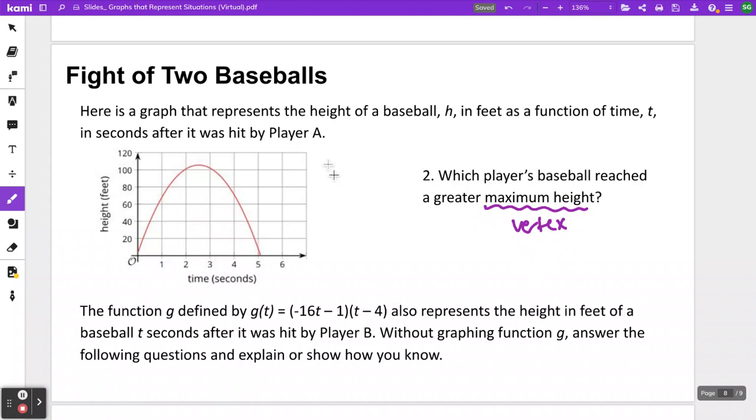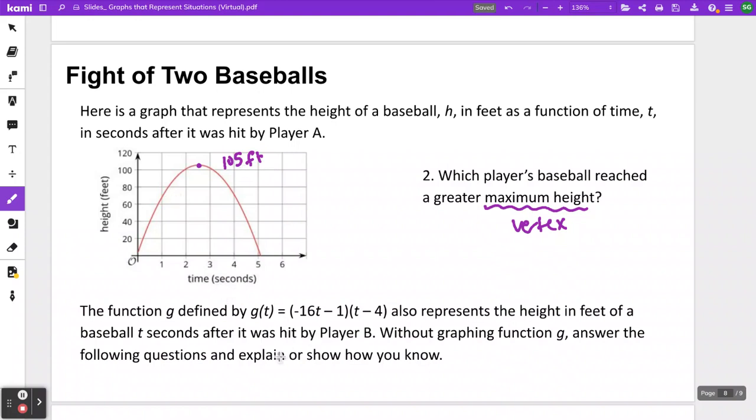So looking at our graph here, the vertex is going to be the highest point on our graph, and that looks like it is around here. The question is asking which one is at a greater maximum height. So I can see it looks like around 2.5 seconds. Its height is well over 100 feet. I'm going to go ahead and estimate about 105 feet. So our first graph is getting to a maximum height of 105 feet.